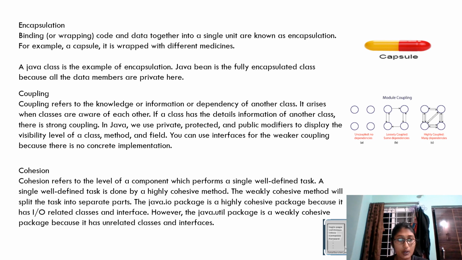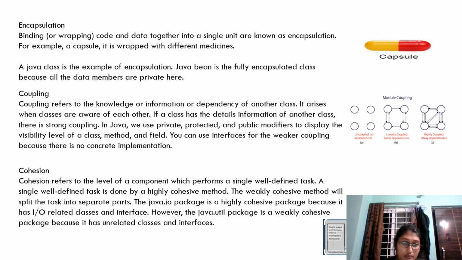Coupling refers to the knowledge of information or dependency on another class. It arises when classes are aware of each other. If a class has detailed information about another class, there is strong coupling. In Java, we use private, protected, and public modifiers to display the visibility level of a class, method, and field. You can use an interface for weaker coupling because there is no concrete implementation.